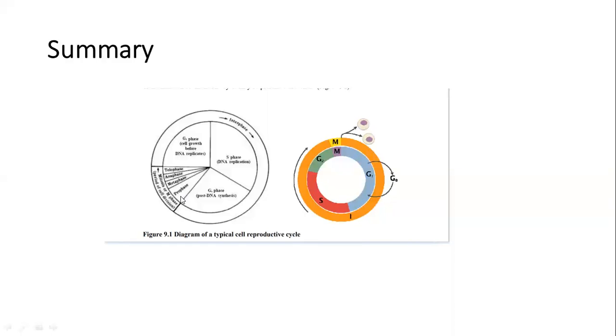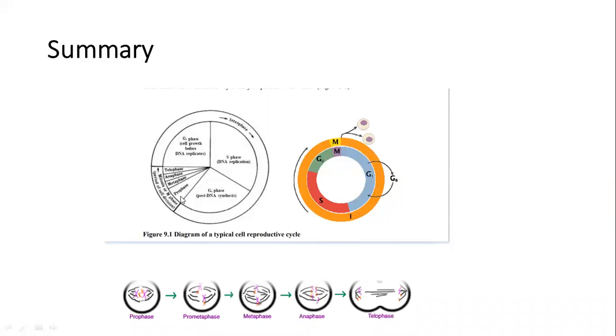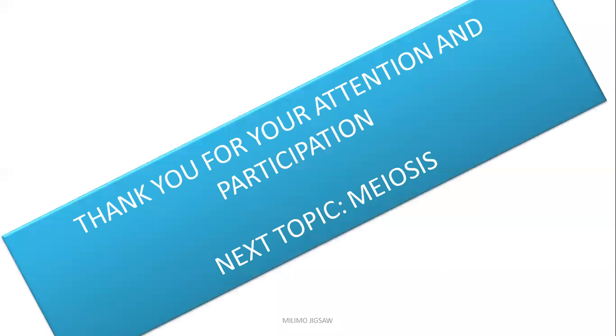So I hope you've learned the process of cell division and the process of mitosis, so that next time we meet, we're going to look at meiosis. It's a type of cell division which results in the production of special cells that we call gametes, and these are involved during sexual reproduction.